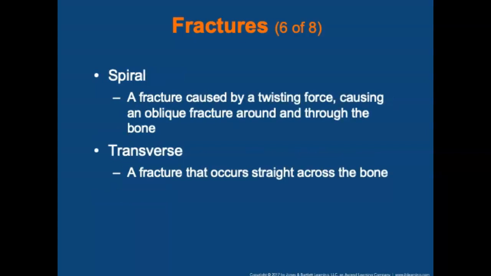And then there's the spiral fracture. That's a fracture caused by a twisting force, causing an oblique fracture around the bone and through the bone, often the result of abuse of very young children. A transverse fracture occurs straight across the bone. It's usually the result of a direct blow or a stress fracture caused by prolonged running.